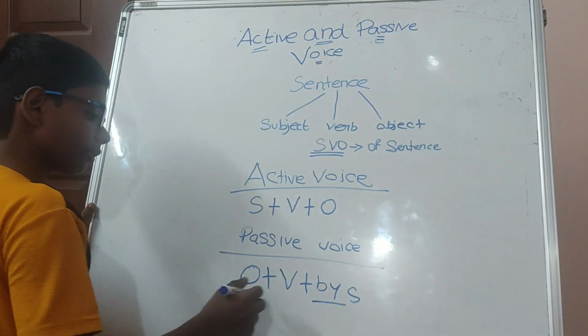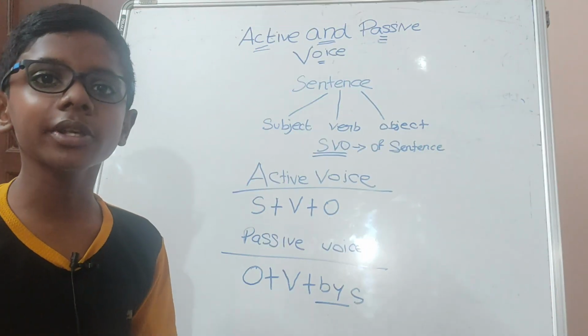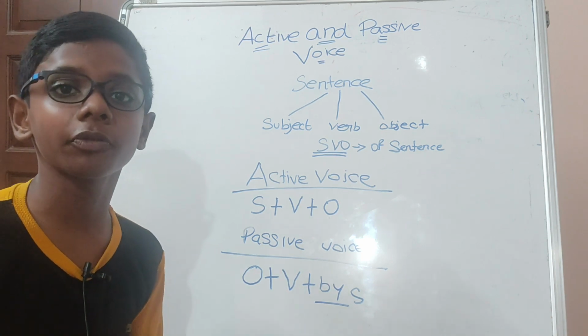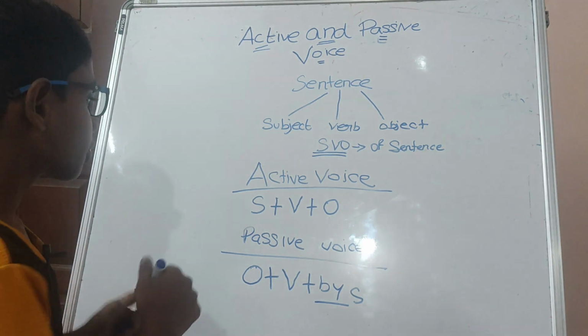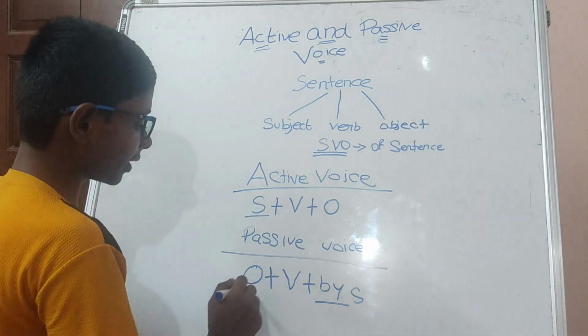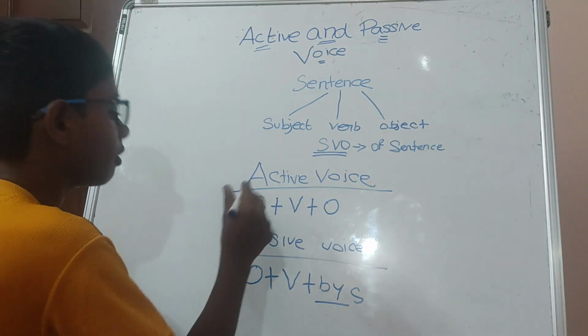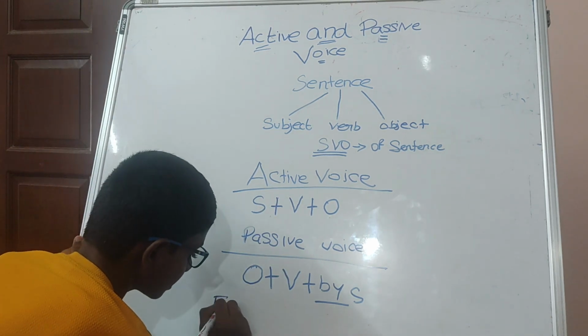Okay guys, an active voice sentence is from the subject's point of view, and the passive voice sentence is from the object's point of view. Because here we have subject in the front and we have object in the front here. Okay guys, now let's see some examples.